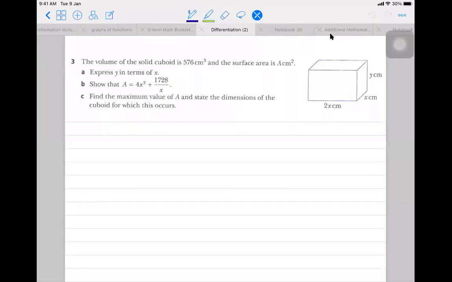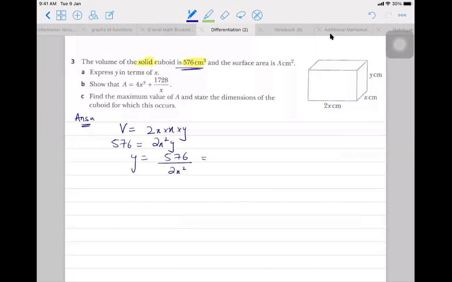A volume of a solid cuboid. The word solid means that it's not hollow. It's a solid figure. You can touch all the faces of this cuboid. The volume is 576 centimeter cube. The surface area is A. Express y in terms of x. So obviously we are going to use the information given to us, and the information is related to the volume. So if I want to find the volume, volume is going to be 2x times x times y. The volume is 576, 2x squared times y. So y is going to be 576 upon 2x squared. After simplification, this is going to come out as 288 over x squared.